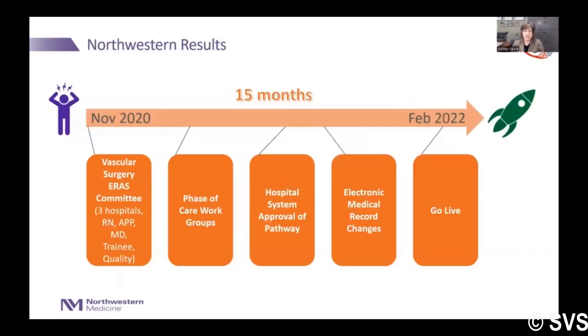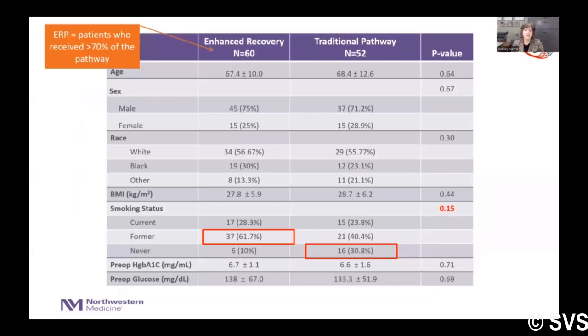So what did this look like for us? Timeline: it took us about 15 months from the time we set up our committee to the time we went live with our first patient, which was a little over 2 years ago. As I mentioned, for patients to be enrolled in the enhanced recovery pathway and really benefit from all the different elements, the surgeon had to communicate with the care team. So patients counted as enhanced recovery if they ended up getting more than 70% of the key elements. And if they didn't, they were considered part of the traditional pathway.